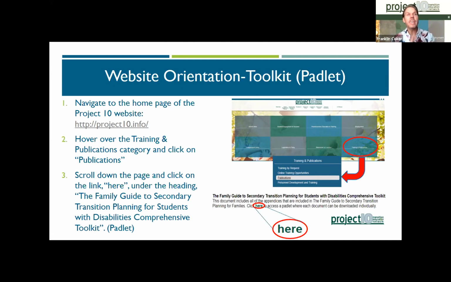So you're going to find those things, the Padlet and that family guide that I just showed you on the last slide, you'll find it under publications as well. So those are some useful hints. And of course, when in doubt, if you're lost and confused, you can always contact your regional transition representative and we will help guide you right to where you need to go on our website.